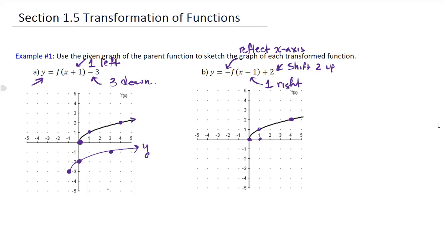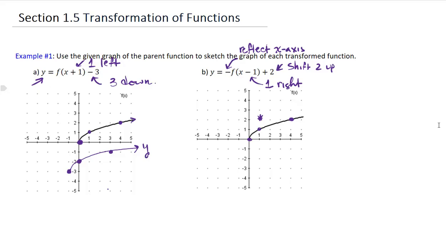If we identify this point, the y value is 0, 1 followed by 0. So negating that keeps it at 0 again. So I'm going to indicate that point with a star this time. And then we're going to shift that 2 units up. So 1, 2. Our final location is at (1, 2).